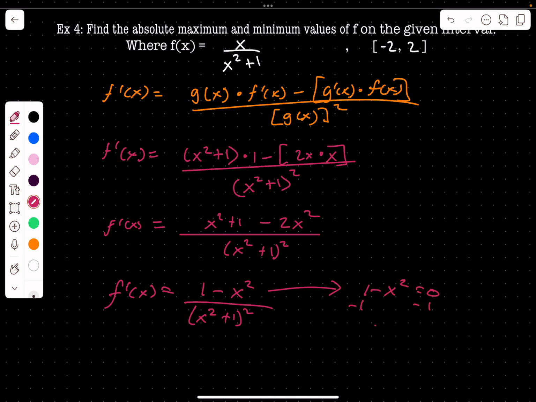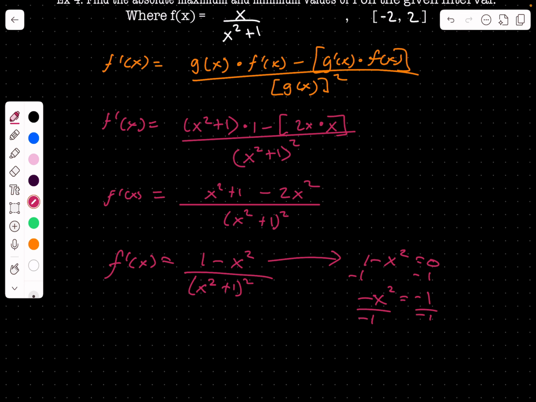Let's move the 1 over. We get negative x squared equals -1. Then we divide by -1, because again, there is a 1 here. The only reason why we're dividing by -1 is because of the negative value. We don't want a negative value alongside our x. When we divide, -1 over -1 gives you a +1. So we are left with x squared equals +1.